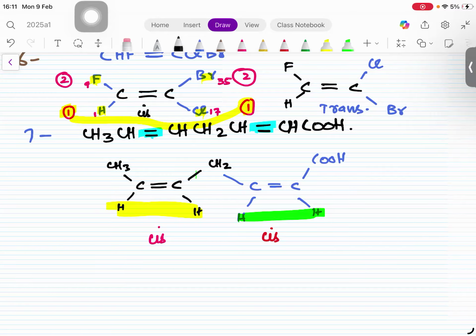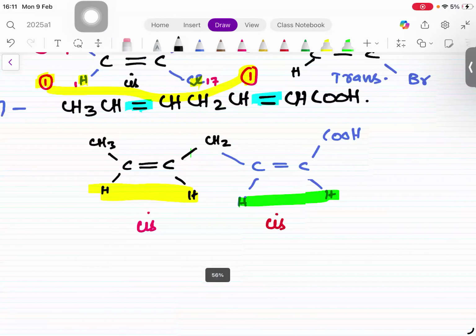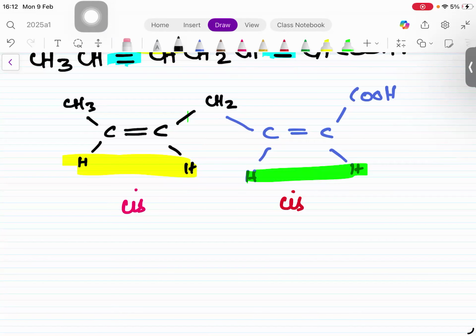Double bond is only restricted now. Sorry? The double bond is attached. These are two different molecules? No, this is one molecule which is connected together. I just put another bond between these two. So they are connected together.